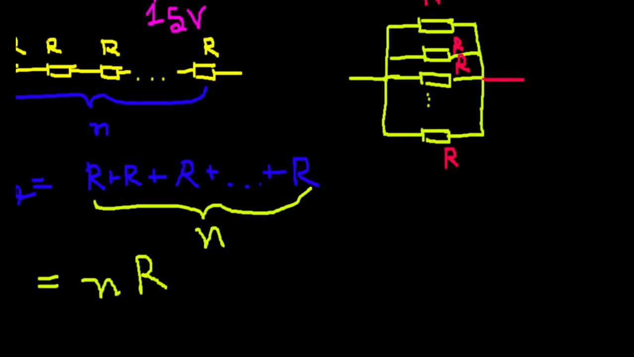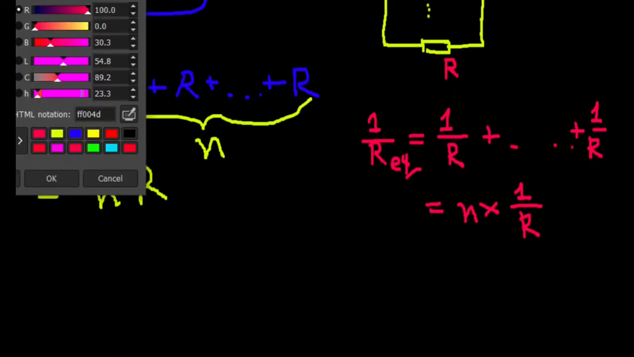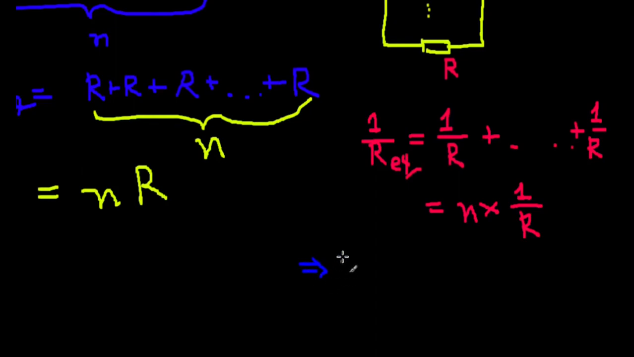Now what does our parallel resistance formula tell us? That this is R sub equivalent, the reciprocal. So 1 by R, again same process as before, except the reciprocals here, but again those are added n times. So here you'd have n into 1 by R. And when you take the reciprocal of that, to find the equivalent resistance, what you get is the equivalent resistance is equal to R divided by n.